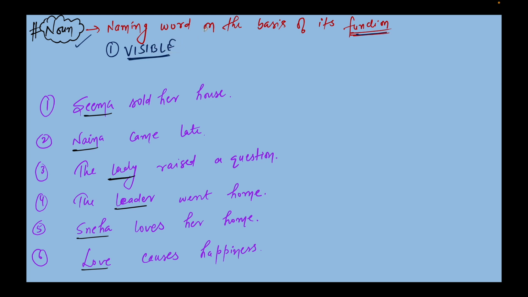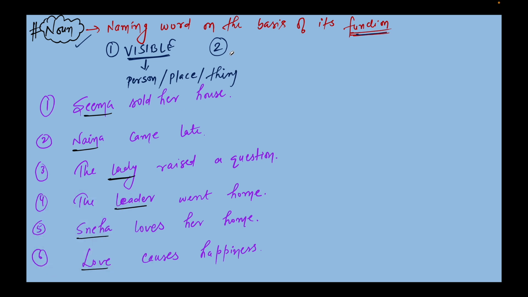Visible: something which can appear, which can be seen, is known as visible. If I say a human being, a human being can be seen by any other human, so that is known as visible. For example, person. Person comes under the category of visible. Place can also be seen. Things can also be seen. So these come under the category of visible. Is it clear?